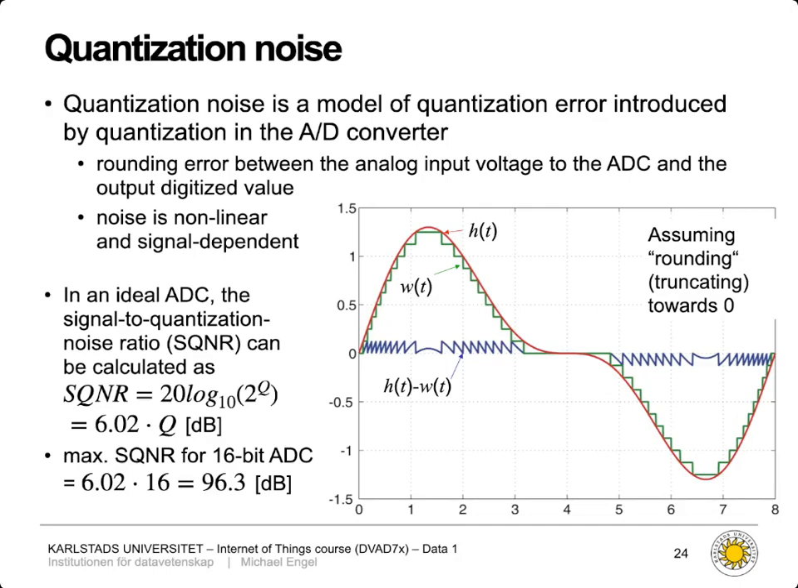This is shown on the right-hand side here. Our red curve is the original signal coming in, our h of t. Our sampled signal, where we just assume a rounding or truncating of values towards zero, is our green step function here. And you see at the sampling intervals, it just barely touches the original signal, and otherwise it's always a bit away. What you can do now is subtract both functions from each other. So you can calculate h of t, our original analog signal, minus our sampled signal w of t, and what you get is the blue line. And this blue line is essentially noise.